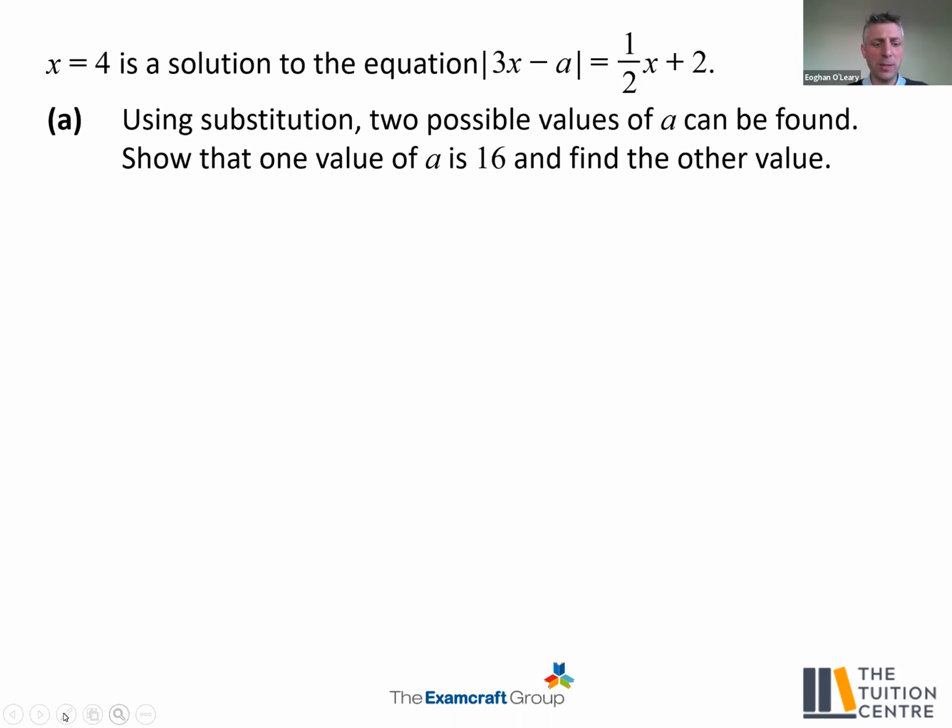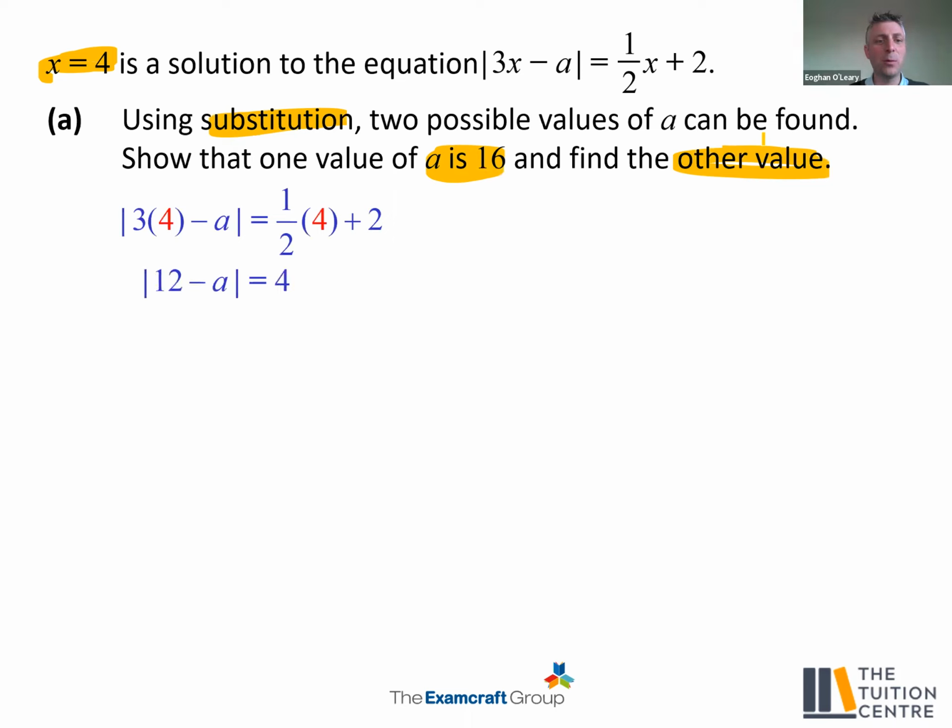So that sounds a bit complicated. However, if you just take it on its merits and say, okay, we're going to sub in x equals 4, we're going to get one answer for a that's 16, and we're going to find the other value. Well, you just start off, do what you know, and go from there. So what are we going to get? We're going to have the modulus of 12 minus a is equal to 4.